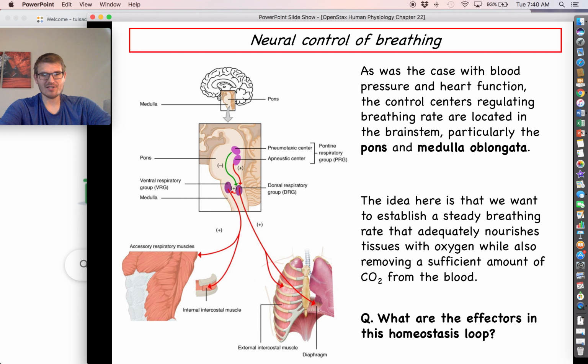So our effectors in this homeostasis loop, don't forget the way we define an effector, as always, is the thing that is most directly responsible for changing whatever needs to be changing. So in this case, our effectors are actually going to be the thoracic muscles that produce the volume changes.